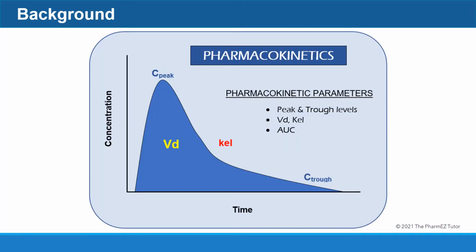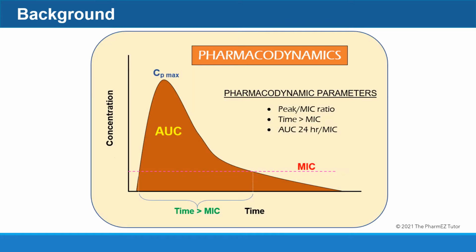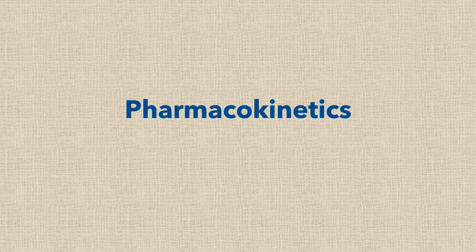Here's a concentration time curve of a drug being administered and eliminated. It shows the basic pharmacokinetic parameters of peak and trough levels, Vd, KEL, and area under the curve. Here's the same concentration time curve, but emphasizing different parameters. With pharmacodynamics, we're interested in the peak to MIC ratio, the time above the MIC, and the 24-hour AUC over MIC. So let's begin to talk about pharmacokinetics.